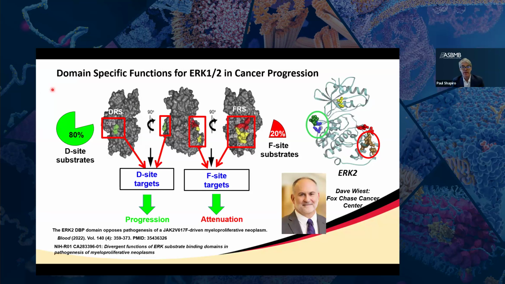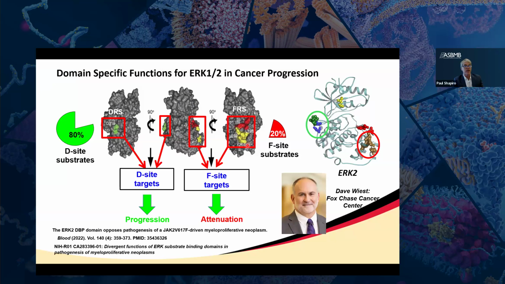The second ERK project that I want to talk about is with a collaborator, Dave Wiest, who's at Fox Chase Cancer Center. This is a classic example of how ERK can have pro and anti functions depending on its docking sites. Here, for reference, is the ERK protein kinase. I have, again, the ATP binding site in yellow, the docking sites circled here in green and red.